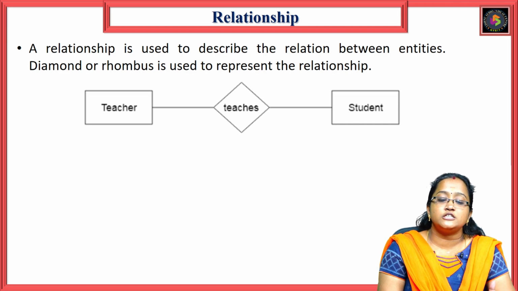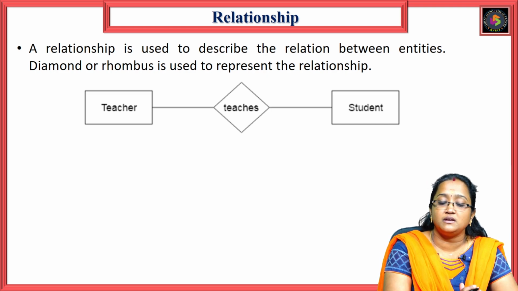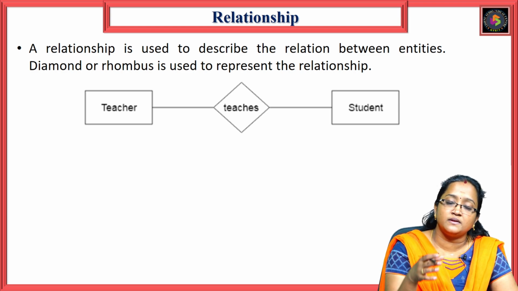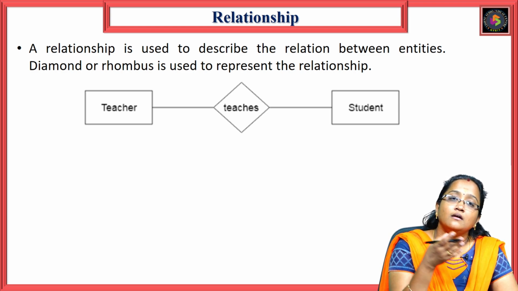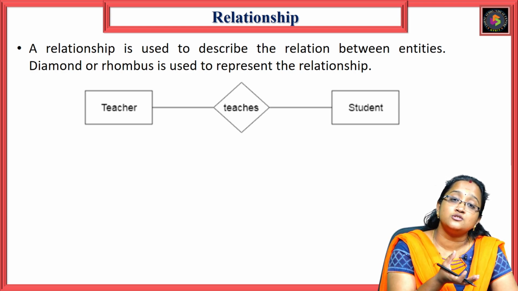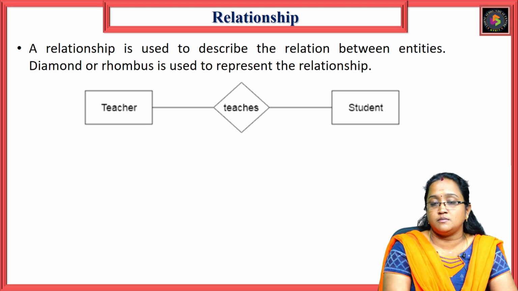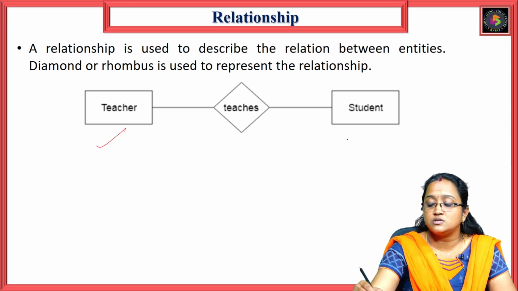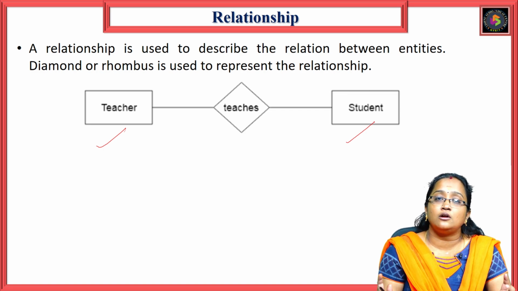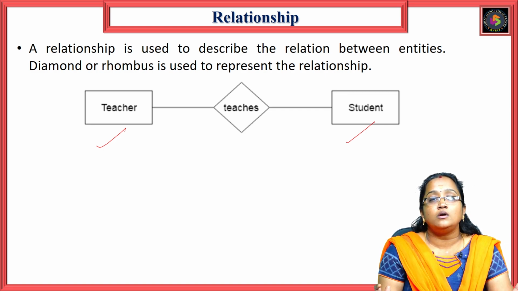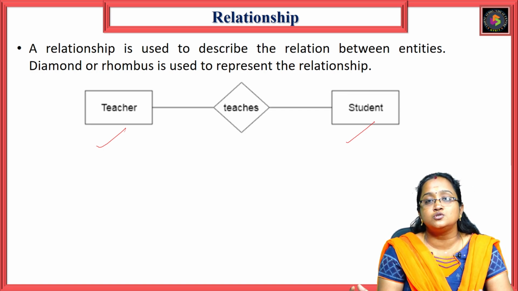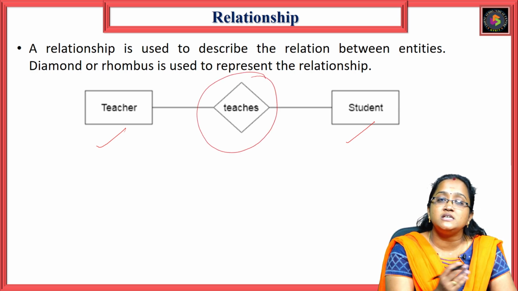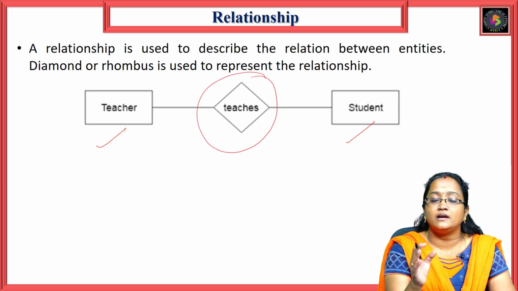Relationship. A relationship is used to represent an association between the entities. So what is a relationship? Previously I explained department and employee: the employee has to work for the department. Here we take teacher as one entity and student as another entity. These are the two entities. What is the work of the teacher for the student? The teacher has to teach. So teaches is one of the relationships.